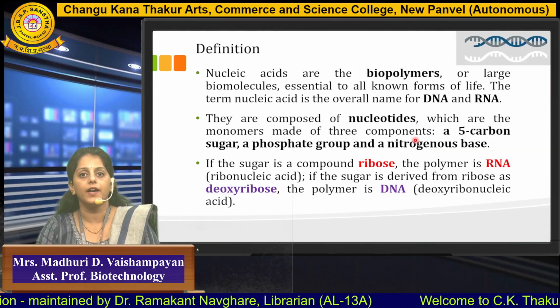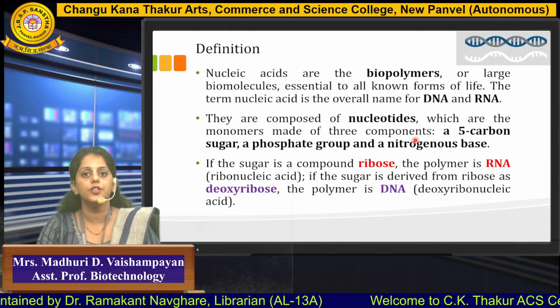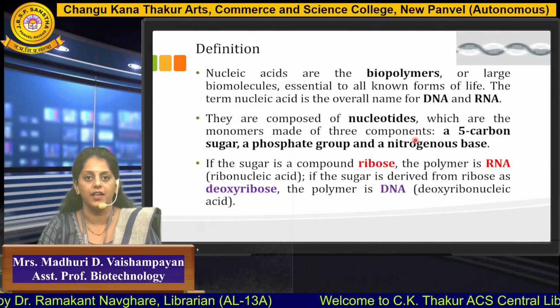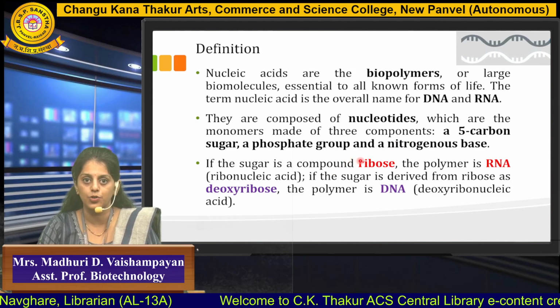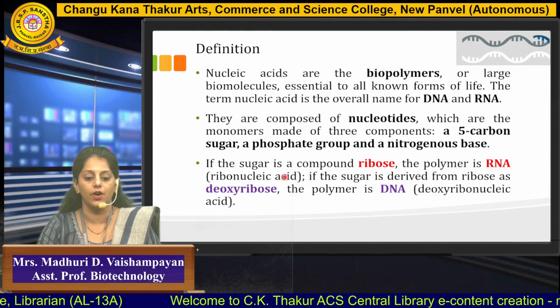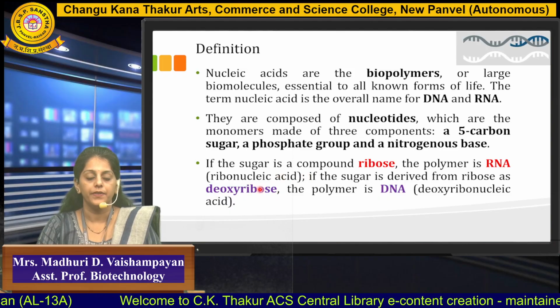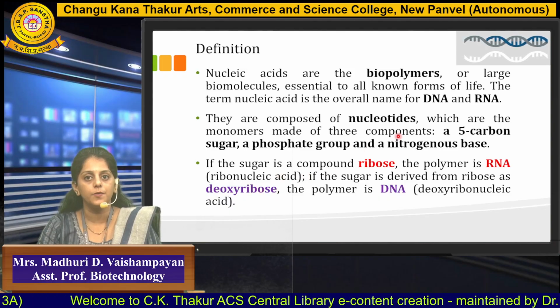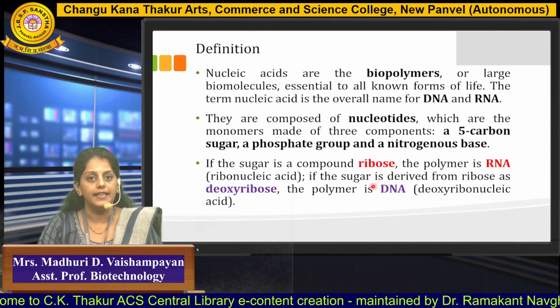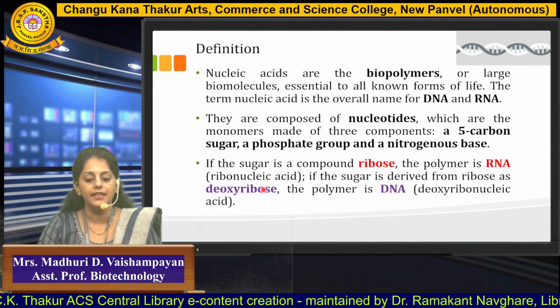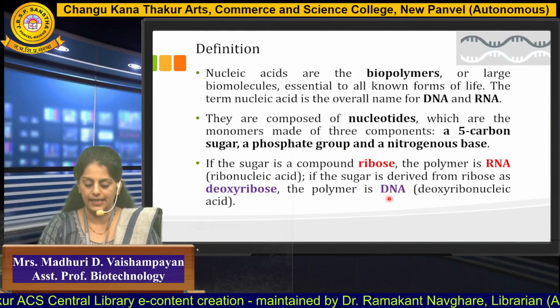Whenever we are talking about the sugar present in DNA and RNA molecules, they are basically of two types: ribose sugar and deoxyribose sugar. When the ribose sugar is present, the polymer is known as RNA. When the deoxyribose sugar is present, the polymer is known as DNA.